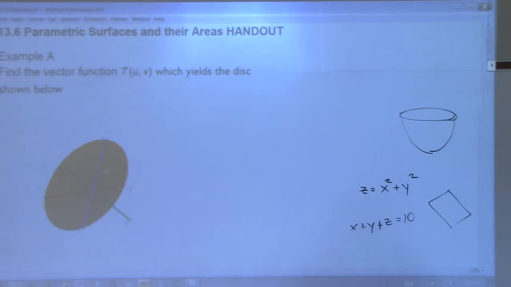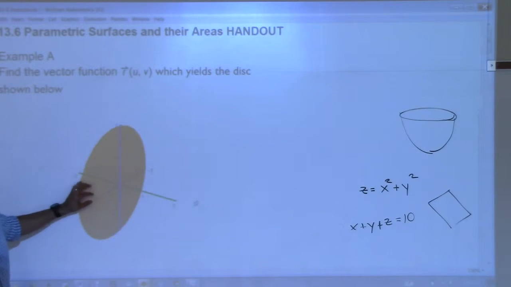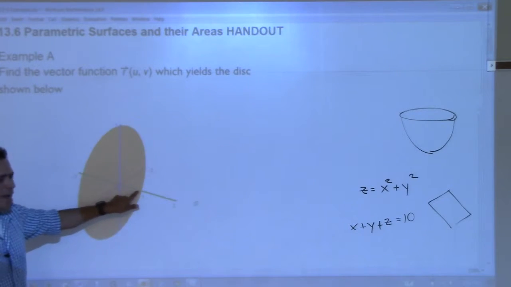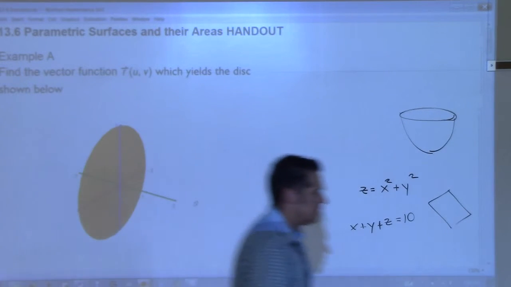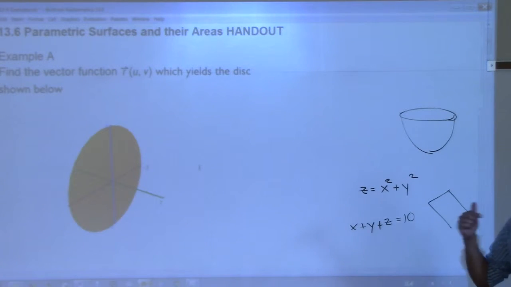So the first example, A, we have this disk. Just for reference, I hope you can see that this is red, green, and blue. Computer science people, RGB, yes? Red, green, blue for me is X, Y, Z. So that's our x-axis, y-axis, z-axis. This disk right here has a radius, it appears to be what? What's the radius of that disk? 2, right? And I would like to draw that disk with a vector function.